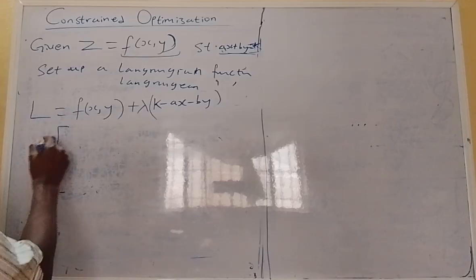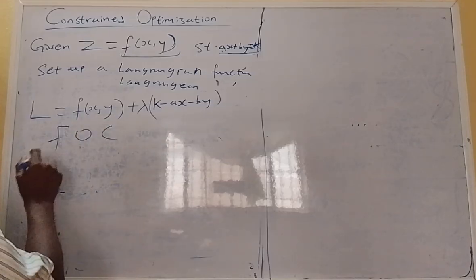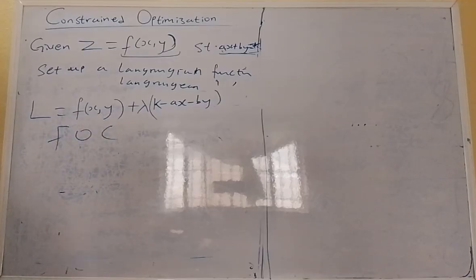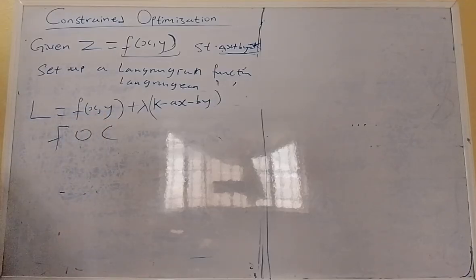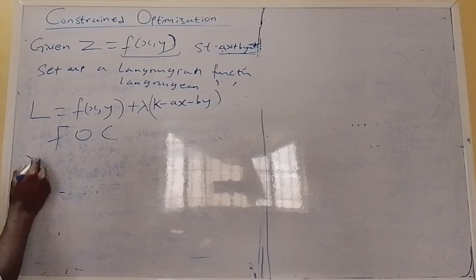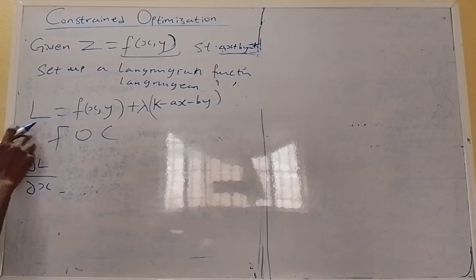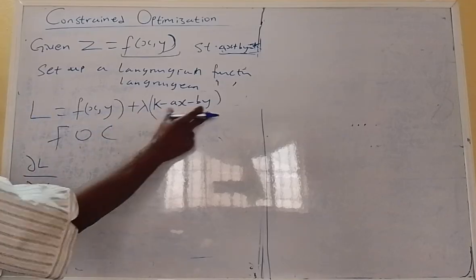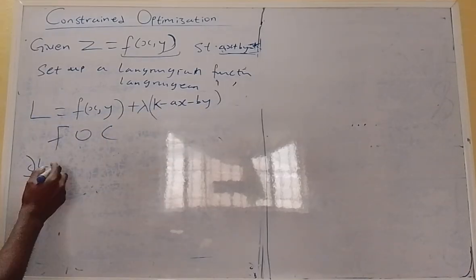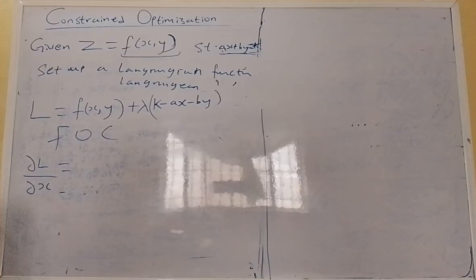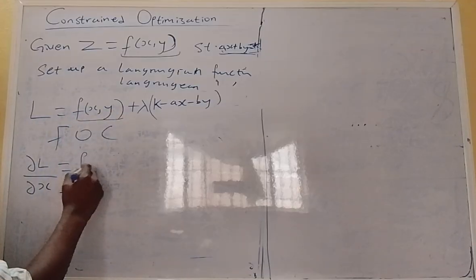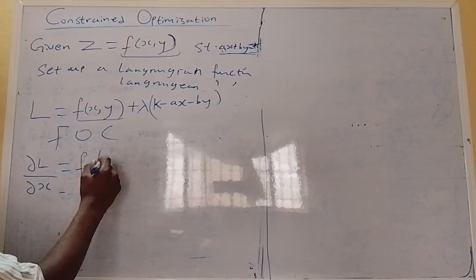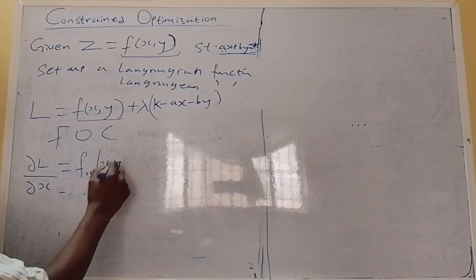Derive the first order condition with respect to each of these variables, variable x and variable y. In other words, I'm going to take the partial derivative of this L, this whole function, with respect to x. That is going to be equal to the derivative of this function with respect to x. If I use f_x to represent that, I have f_x(x, y).